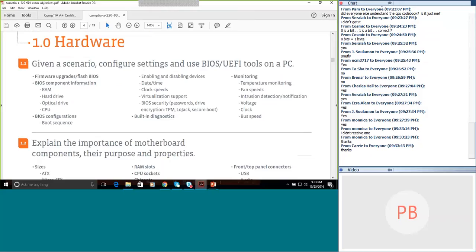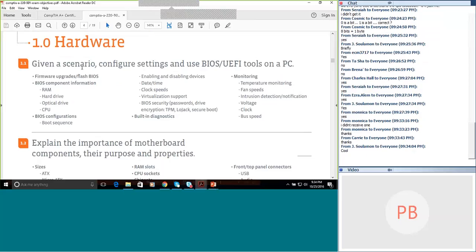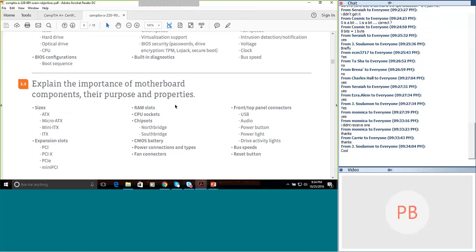So let me show you. This is configuring settings in the BIOS. We need to understand the BIOS because they ask questions about that, right? Explain the importance of motherboard components. Now, they have a simulation on the test where you have to identify every part that's on the motherboard. Every single part.